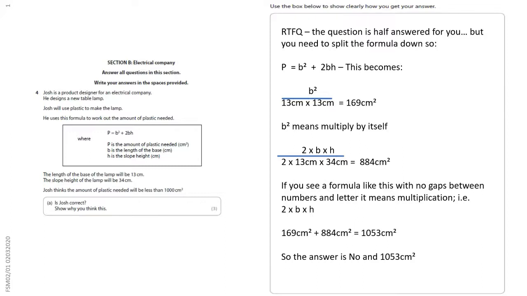1053 centimetres squared. So again, once you've taken your photographs of this screen, take the time to go away and digest the question, and you can see how it starts to be broken down.